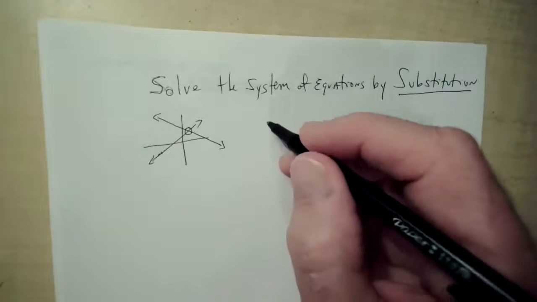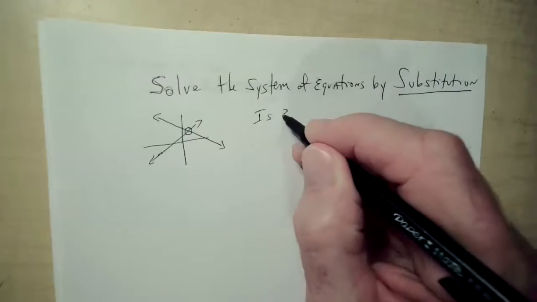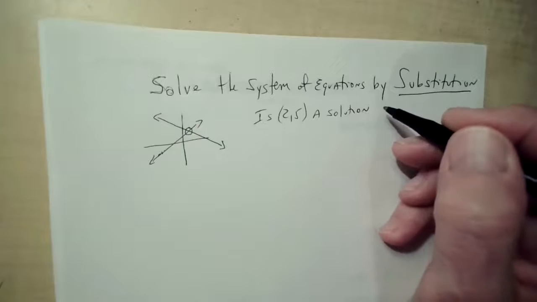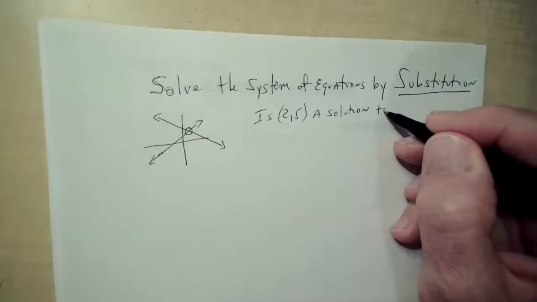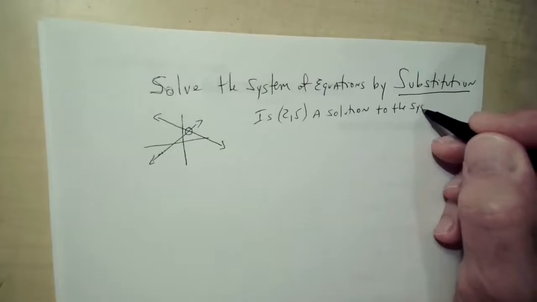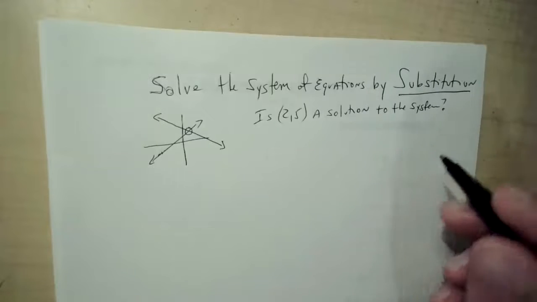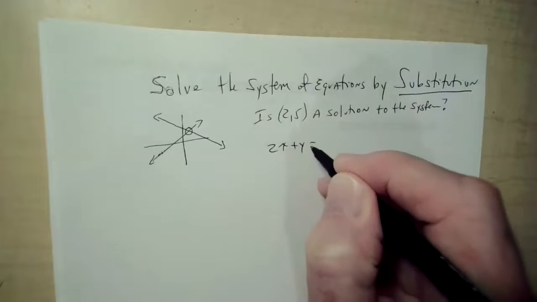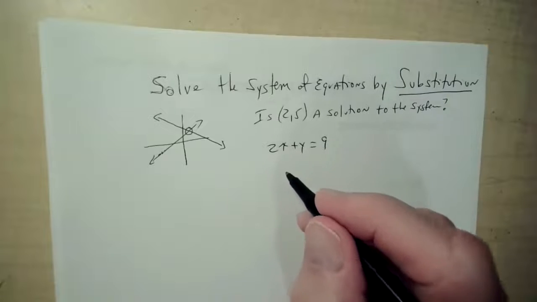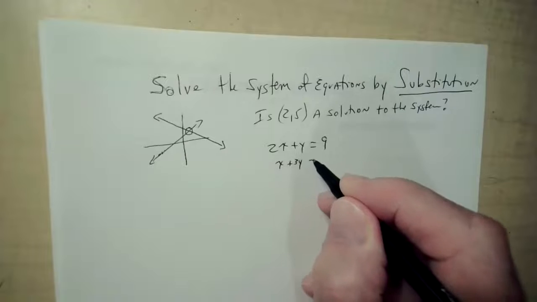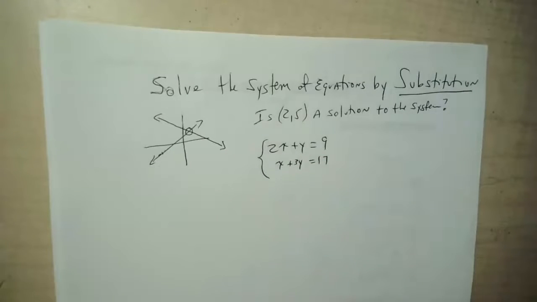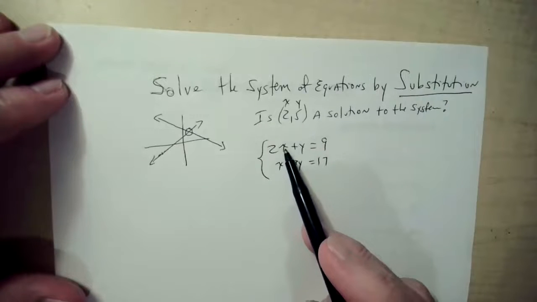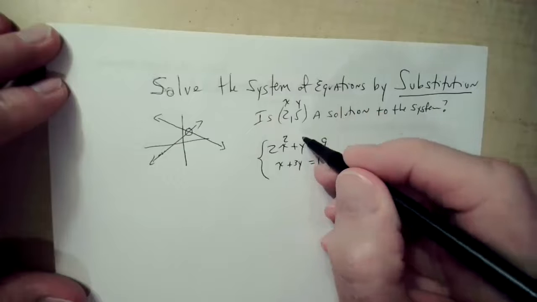First of all, let's say, is (2, 5) a solution to the system of equations? If we have 2x plus y equals 9, and x plus 3y equals 17. We put a bracket here to show that it's a system of equations. And remember, this one's x and this one's y. So wherever there's an x, we're going to plug in 2, and for y we'll plug in 5.